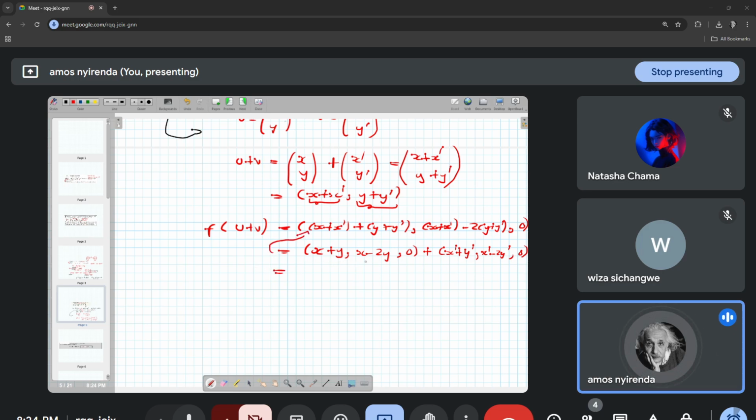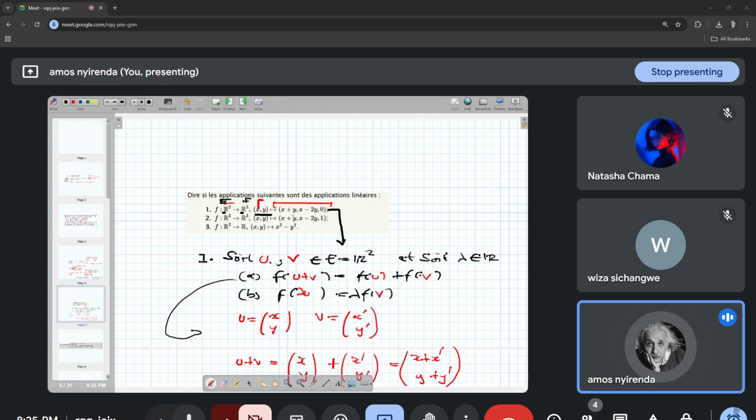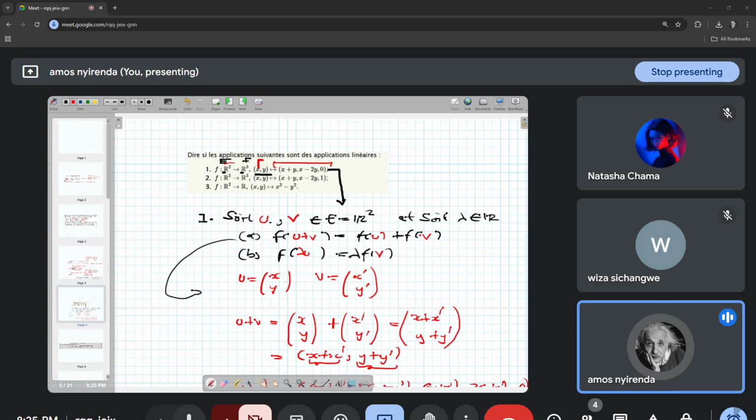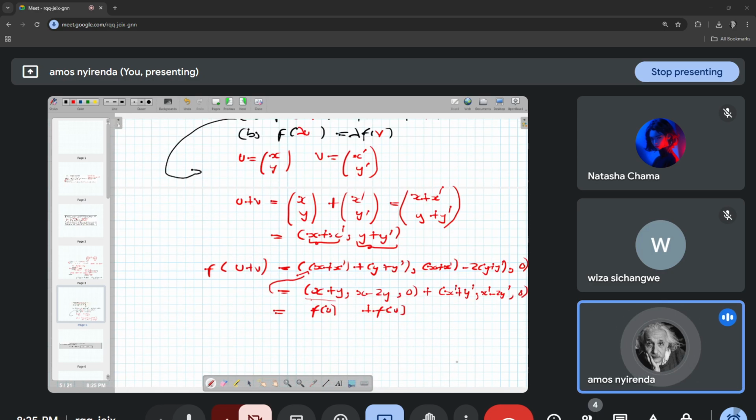What is this item that we have here? Well, this item is f of u, and then this item is f of v. Why have I said that the first item is f of u? If you look at the form of this particular vector, you can see that it agrees with this definition here. x plus y, x minus 2y, comma 0. Same thing. The second one also agrees with this form that has been presented here. So x plus x prime, and then comma x prime minus 2y prime, comma 0.